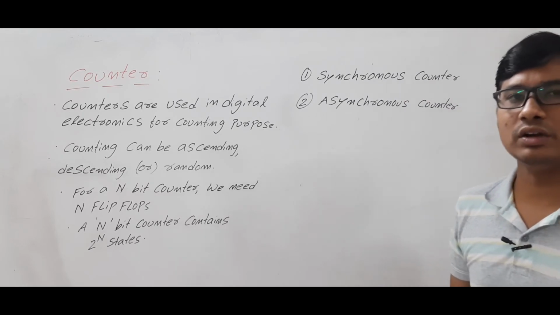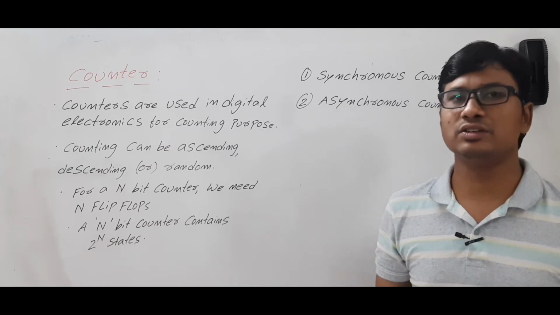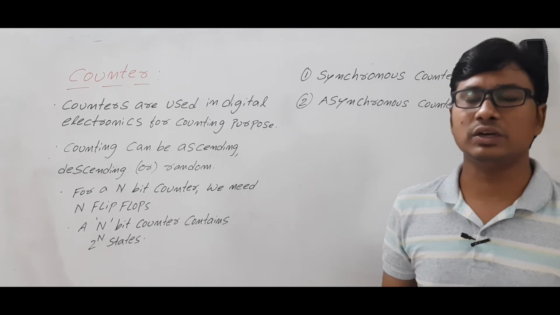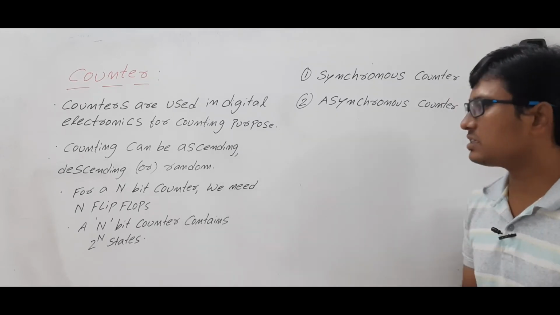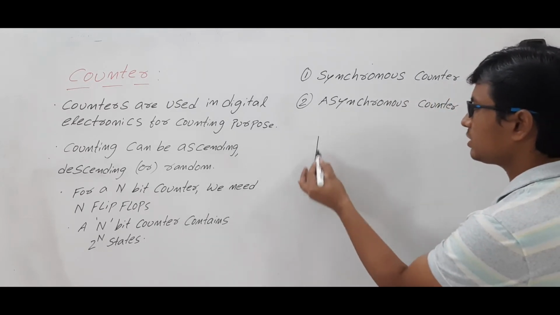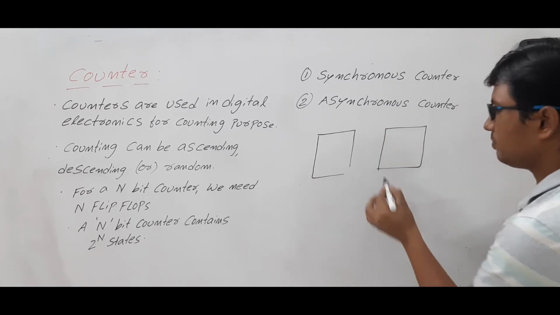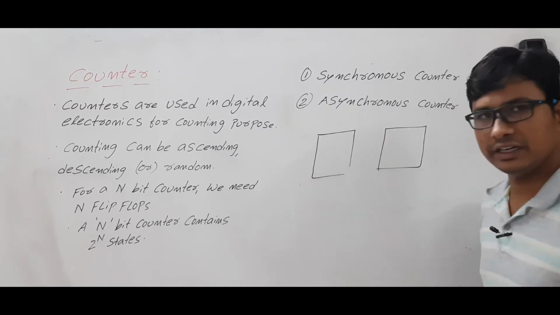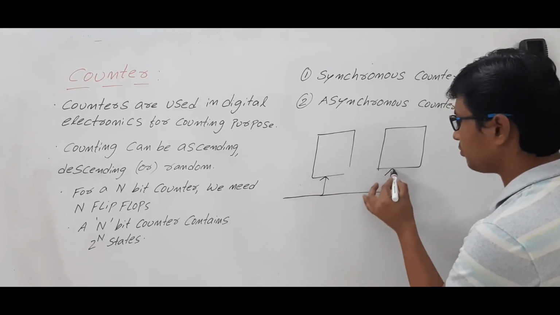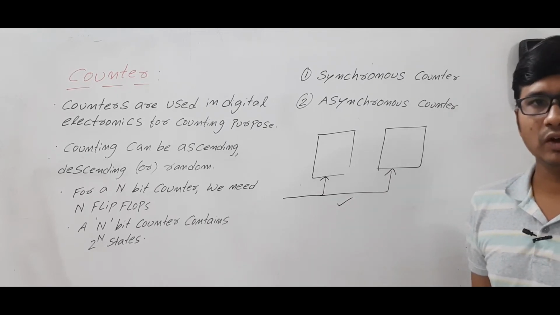Counters are broadly classified into 2 types. One is the synchronous counter, another one is the asynchronous counter. Now let me discuss what is a synchronous counter and then I will discuss what is an asynchronous counter. As I said, for an n-bit counter we need n flip-flops. Let's take a 2-bit counter. Then I will have 2 flip-flops, and we need a clock. If I am giving a common clock for these 2 flip-flops, then I will call it a synchronous counter. Are you able to understand?